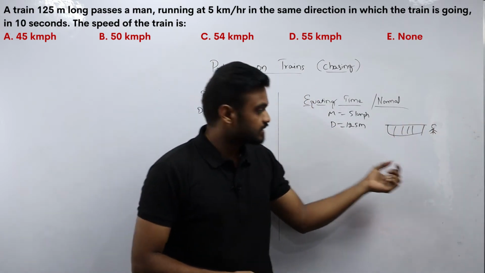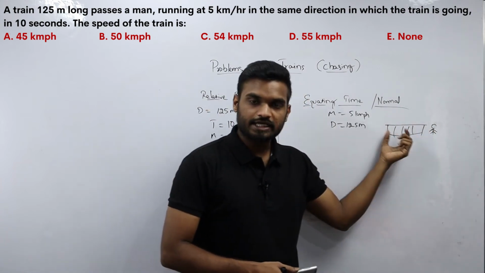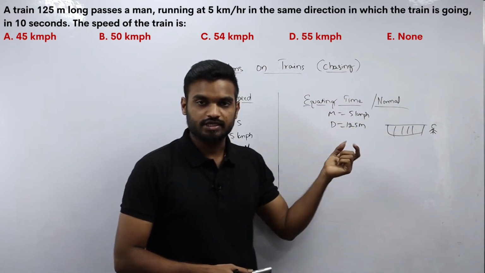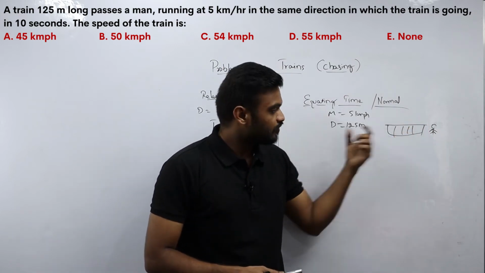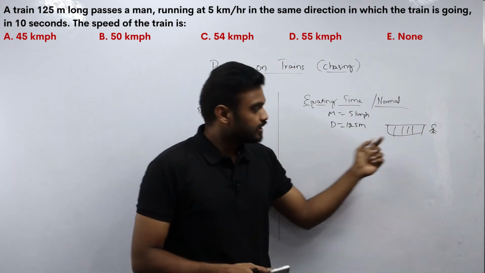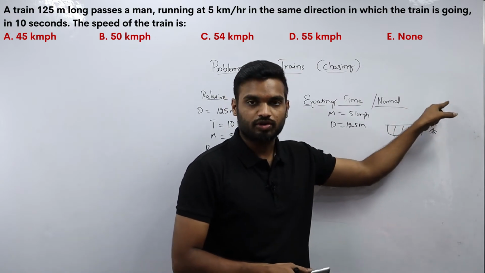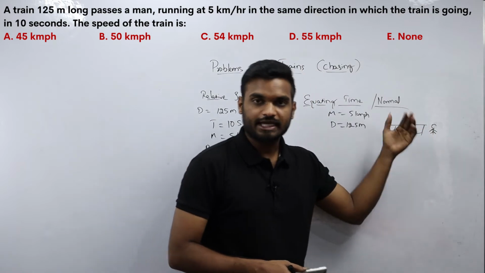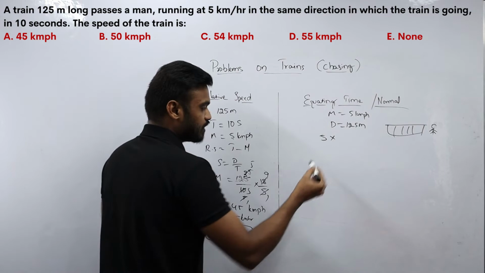Now in that 10 seconds, the man might have covered a distance, right? To overtake the man, the train needs to cover the total length of the train and also the total distance covered by the man. Try to understand this. We need to find out the total distance traveled by the man in the 10 seconds, because in order to overtake the man, the train needs to cover the length of the train plus the distance covered by the man. So the man's speed is 5 km per hour and he is traveling for 10 seconds.